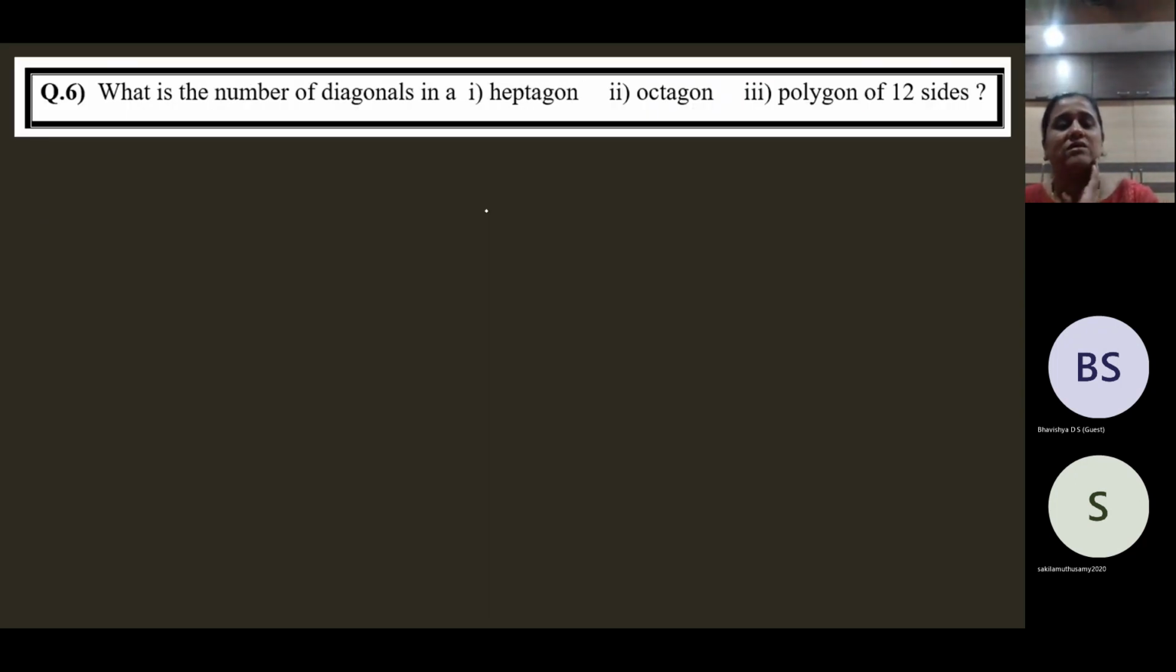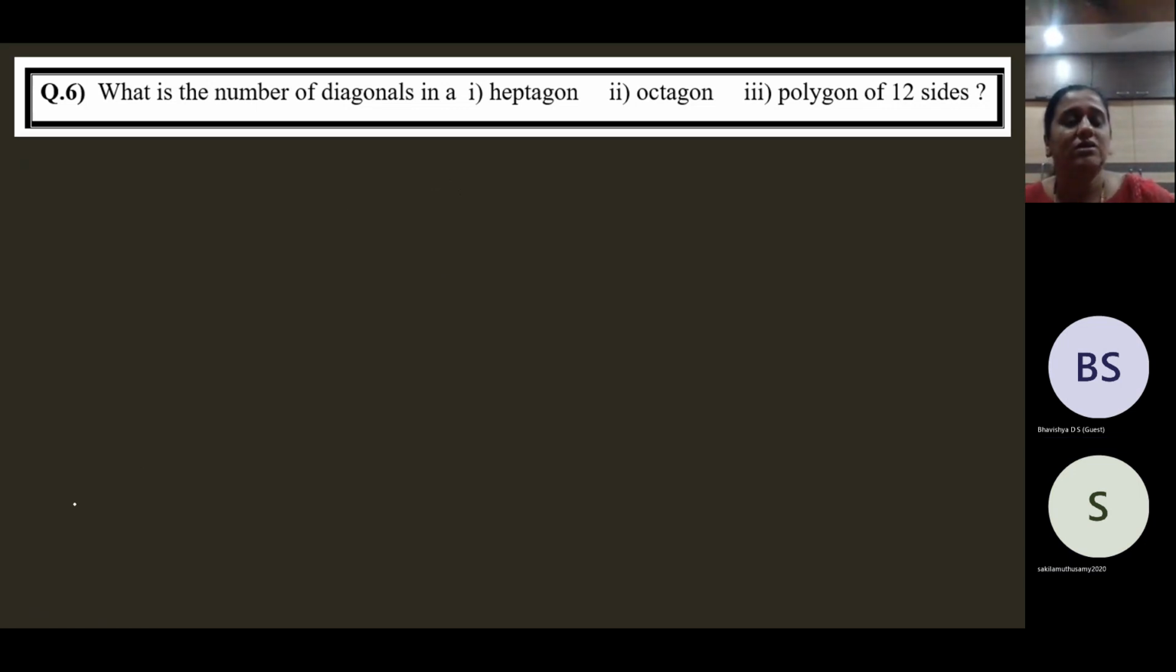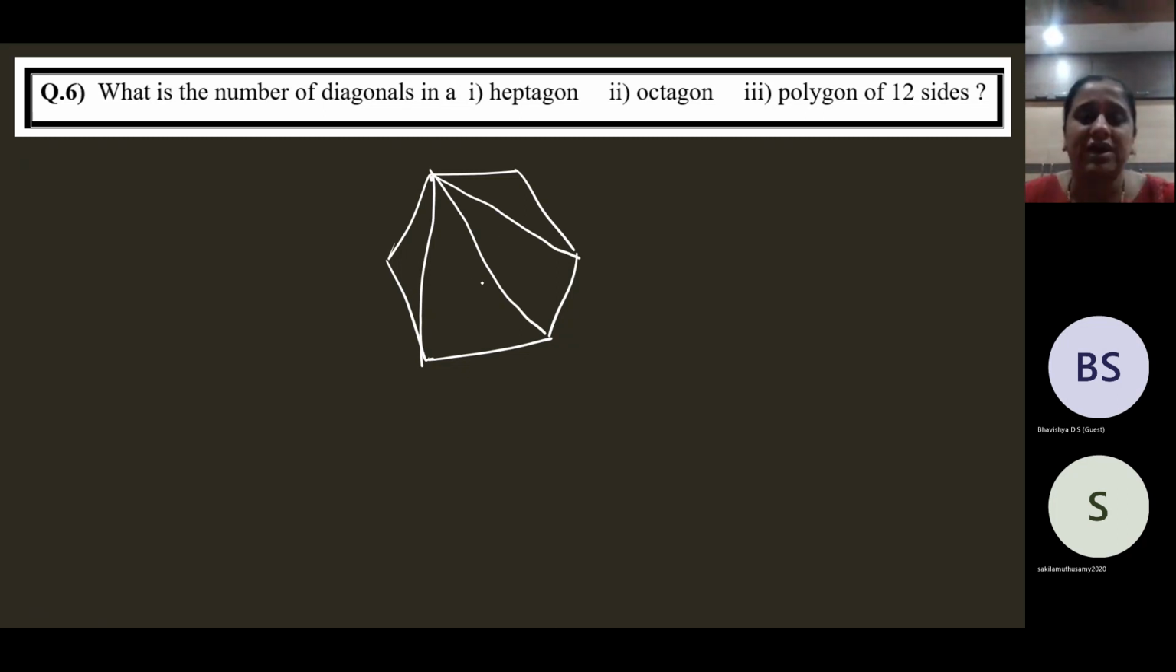Okay. What is the number of diagonals in a heptagon? What's the formula to find the number of diagonals? n into n minus 3 by 2, ma'am. Okay. Now there are many diagonals. If you take a polygon to divide it into triangles, we have only 1, 2, 3, 4 triangles. But you have more diagonals. You can draw diagonals like this, like this, and from this vertex like this. There are many diagonals.